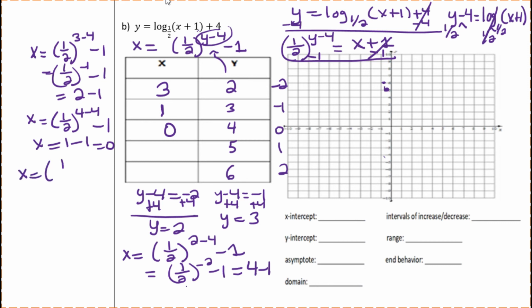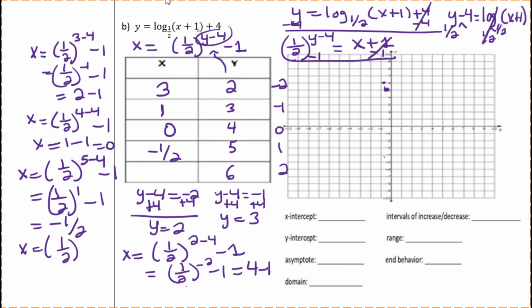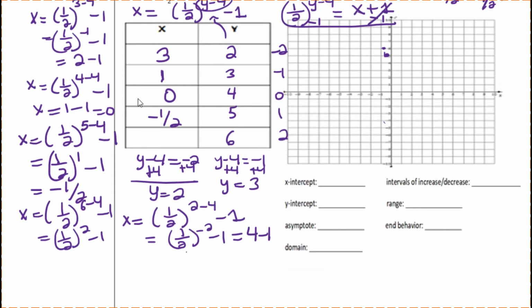Now let's do (1/2) raised to the 5 for y. So we have (1/2) to the 1 power minus 1, which is negative 1/2. Alright, now let's plug in 6 for y. So we have (1/2) to the 2nd power minus 1. (1/2) to the 2nd power is 1/4. 1/4 minus 1 is negative 3/4.